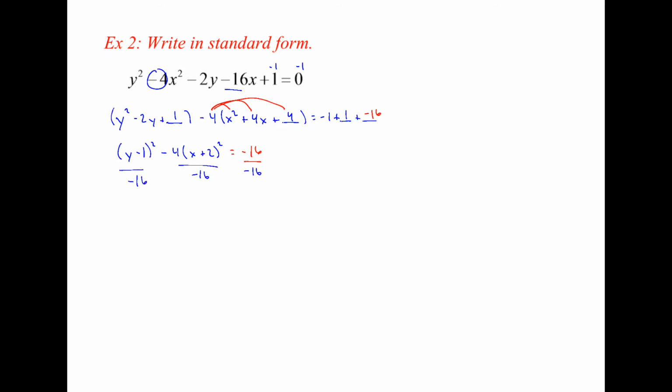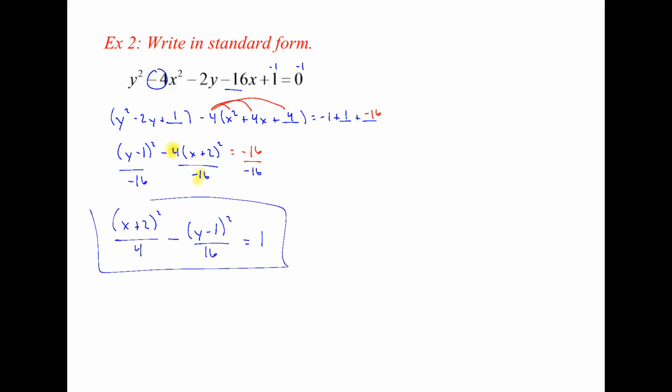And you'll notice that now our positive squared term, what looked to be y, is now going to flip-flop. Since I have a negative 4 divided by a negative 16, that will now be a positive. So I'm going to put that one first, because usually we want our positive squared term first. So that's x plus 2 squared over 4 minus y minus 1 squared over 16 is equal to 1.